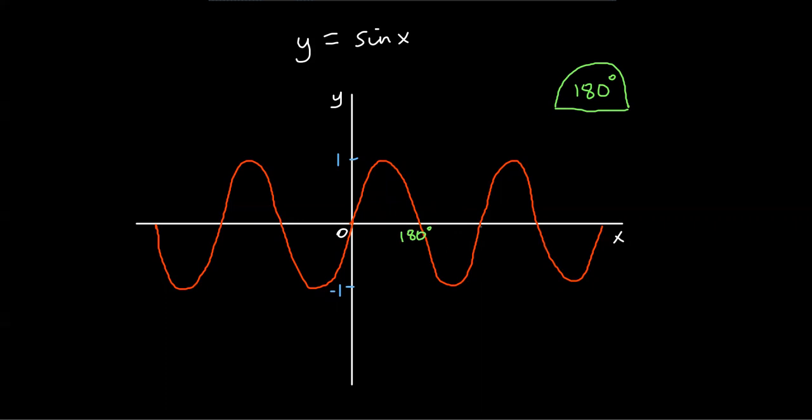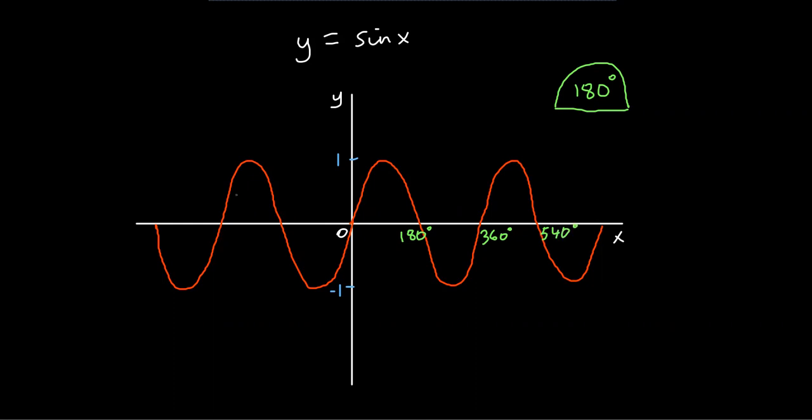And then when you go through another semicircle, so when we go through this semicircle and get to this point, that would just be another 180 degrees. So this point would be 180 plus 180, so that would be 360 degrees, and so on. So this point would be 540 degrees.